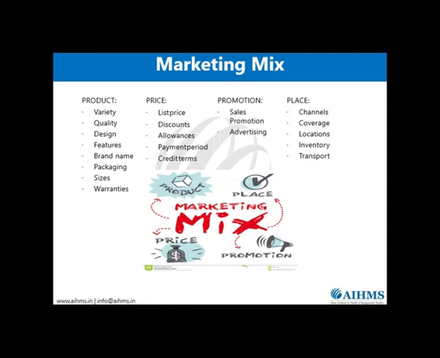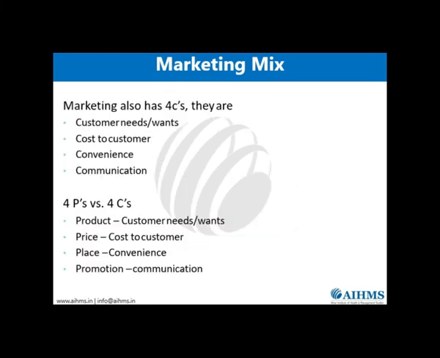So when you talk about product, it is all about the variety, quality, design, features, brand name, packaging, sizes, and warranties of the product. When you talk about price, what is the list price, what is the discount, what are the allowances, whether you are going to have add-on points on credit card. So all these are various methods of pricing. Similarly, for sales promotion and advertisement, you have certain promotional aspects, and for place, what are the various distribution channels, the supply chain, the logistics, the inventory, and transport. So all these play an important role.